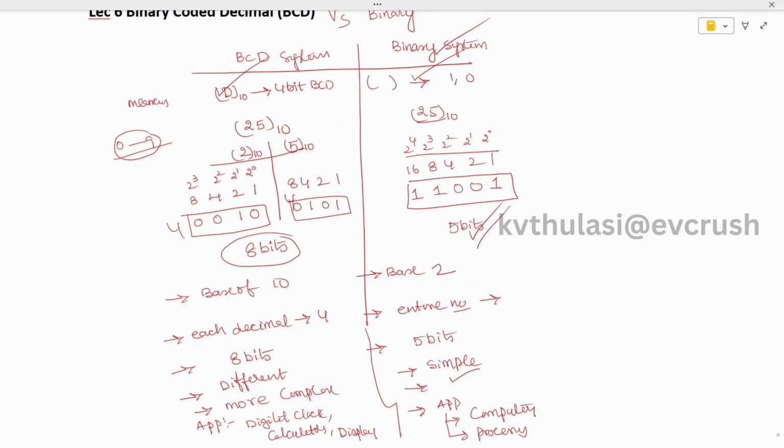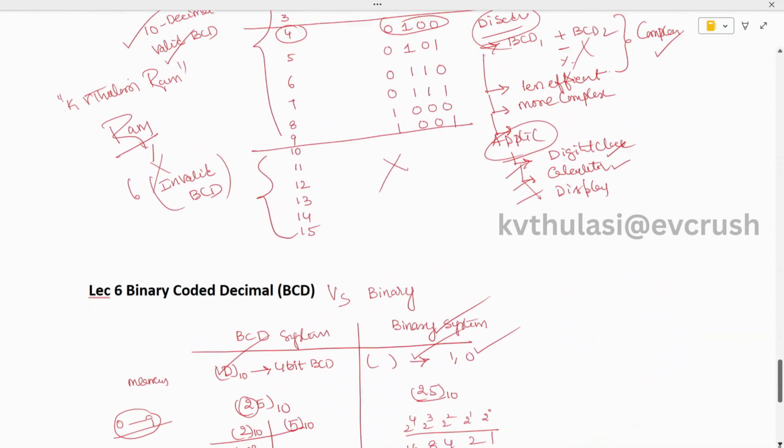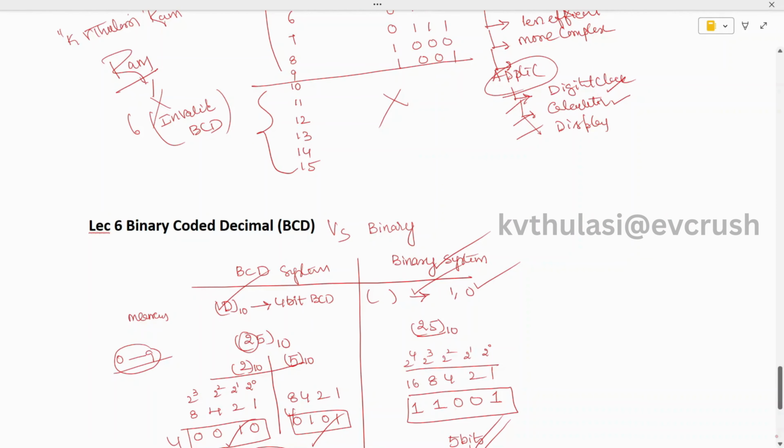So my analysis is that the binary system is good. Why? Because it has a very simple base and fewer bits are required. It's very simple to calculate, and it has multiple applications in computers. But BCD has more bits and involves converting each decimal digit into binary bits, so it consumes a lot of time and is more complex to analyze. Therefore, which system is good? Only the binary system is good.